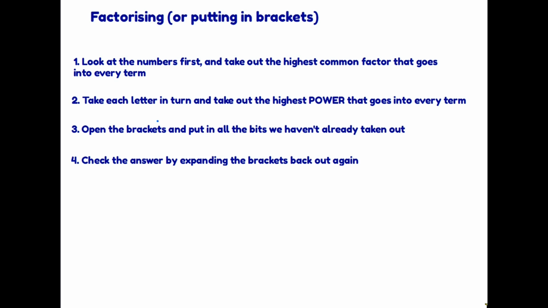Once we've sorted out the numbers, we're going to do a similar thing with the letters. We're going to take each letter alphabetically, and we are going to take out the highest power that goes into every term. After that, we will open a set of brackets and put in all the bits that we haven't taken out. Now the nice thing is, stage 4 is that we can always check our answers when we're factorising, because once we have factorised, we can then expand the bracket back out again and make sure that our answer is correct. So let's start at the beginning and go through some examples.